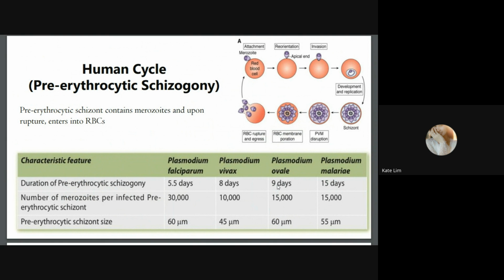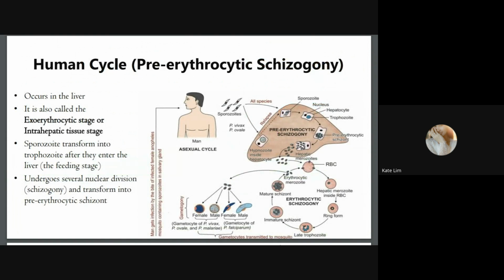Please take note as well that some sporozoites of your Plasmodium vivax and your Plasmodium ovale don't fully develop right away. Instead, most of them remain in the dormant stage inside the liver, and this is known as the hypnozoites. So these hypnozoites, going back right here, can stay there for years.